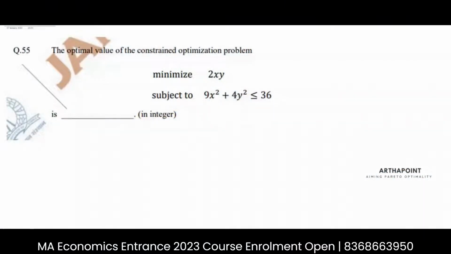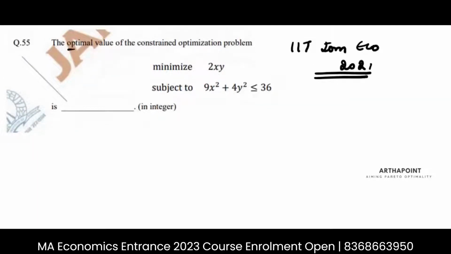This is question number 55 of the IIT JAM Economics 2021 paper. Let's see what the question has to say. The optimal value of a constrained optimization problem. You're given an objective function, you're given some condition, and you have to find the optimal value. Now let's go ahead and see how to form it.